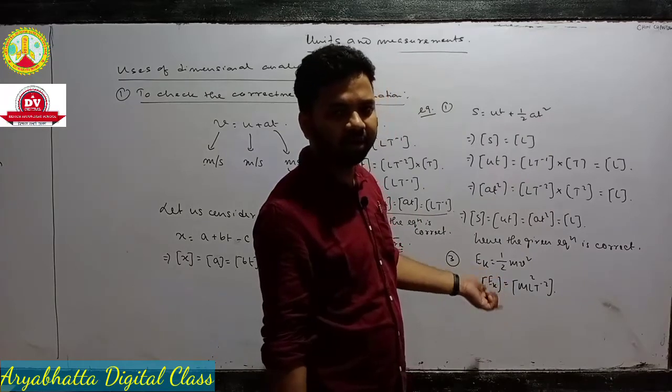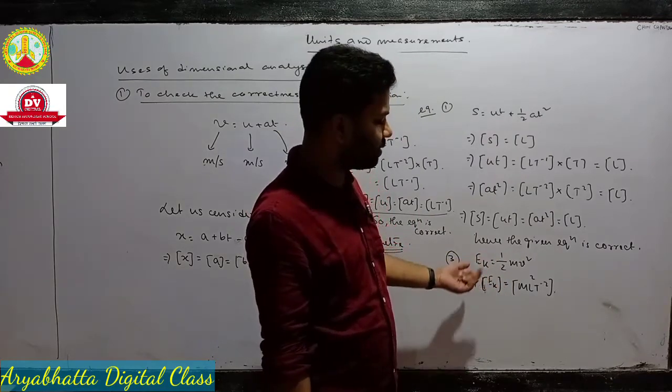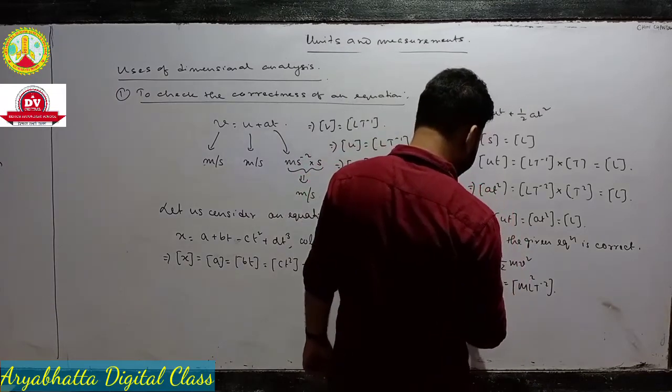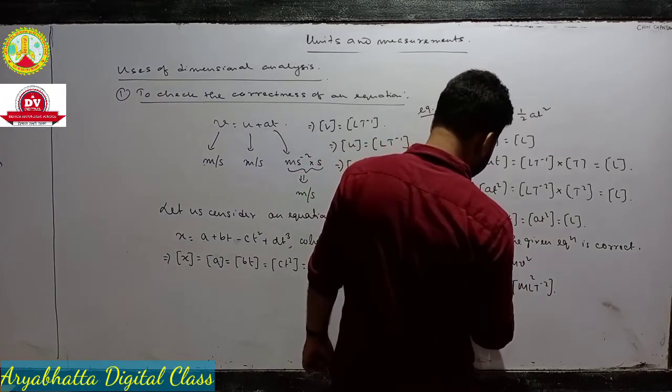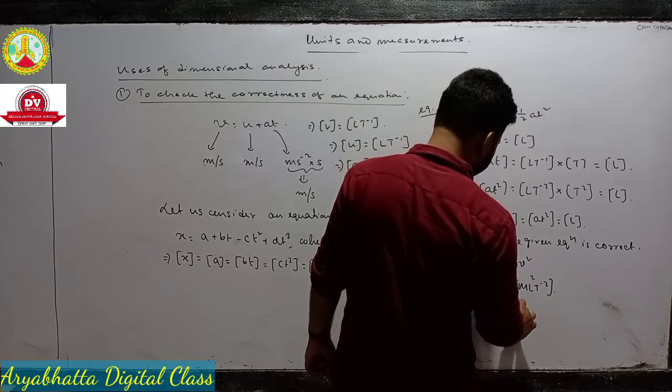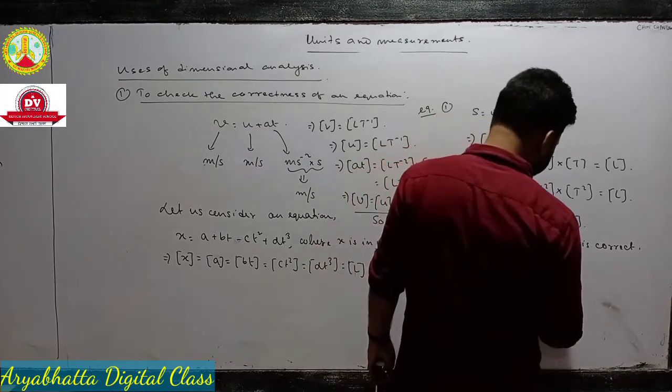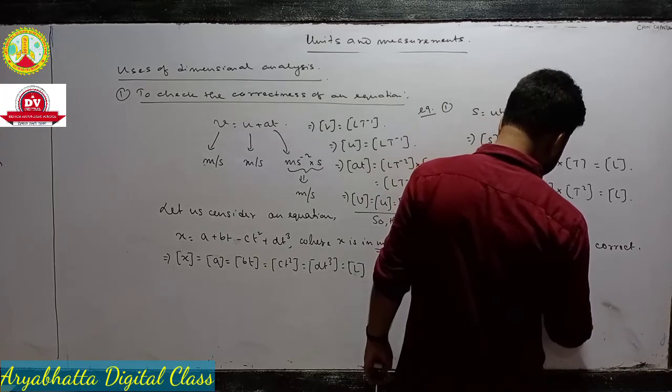Energy is nothing but work done. Work done is what? Joule. Joule is what? ML² T^-2. अच्छा, what is the dimension? हाफ का तो कोई डायमेंशन नहीं है. So what is the dimension of mv square? This is nothing but dimension of m into dimension of v square.